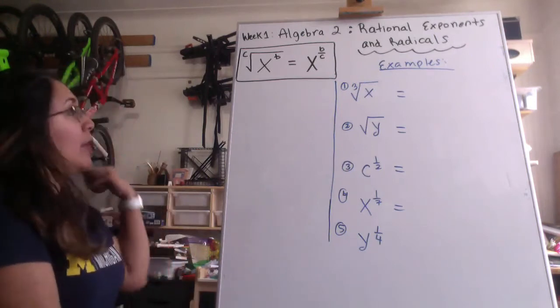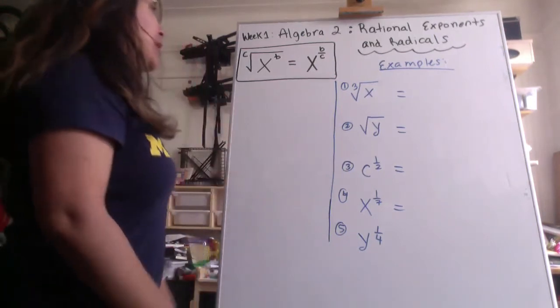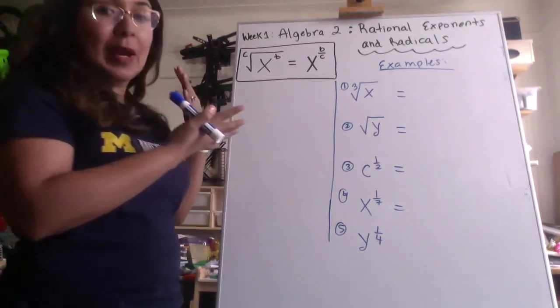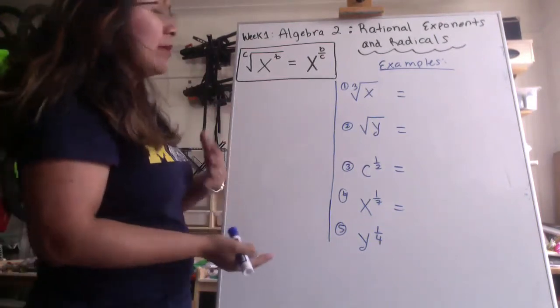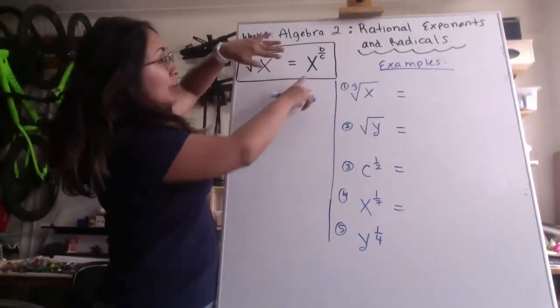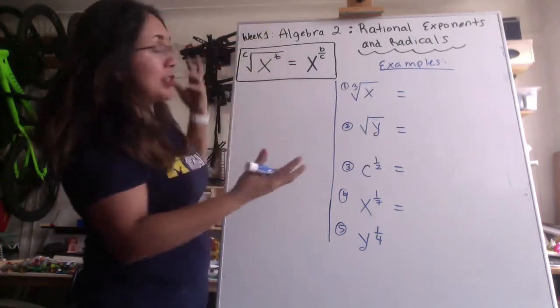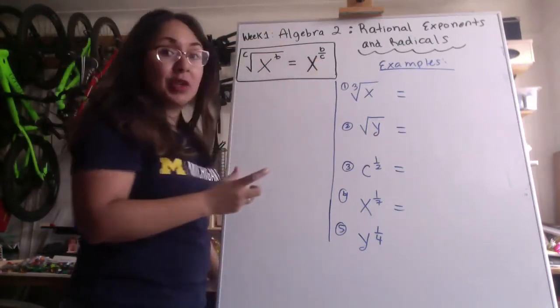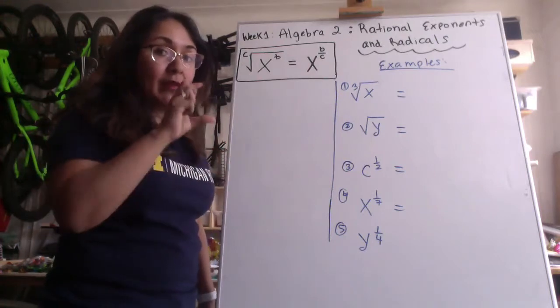Before we move on to these types of problems, we really need to understand what a radical expression is and what a rational exponent means, an expression that has a rational exponent. First of all, a term that has a rational exponent just means that your exponent is a ratio, and a ratio is another word for a fraction.